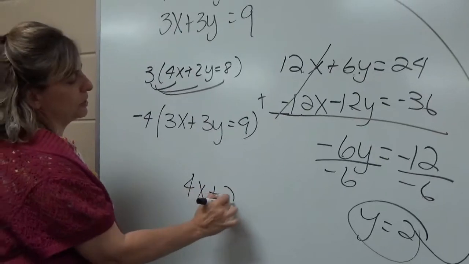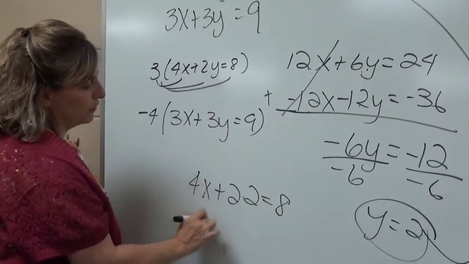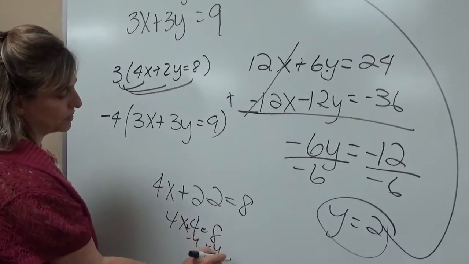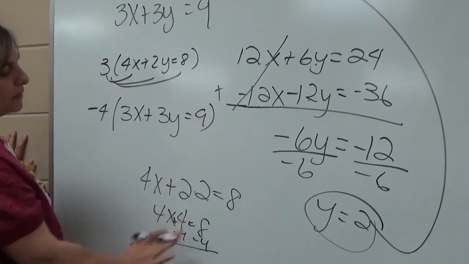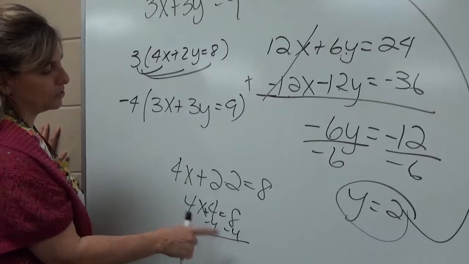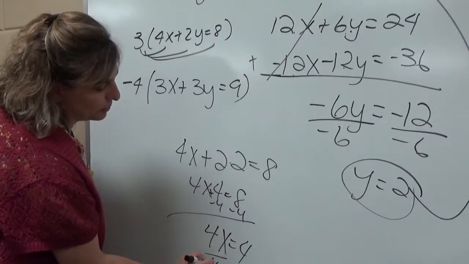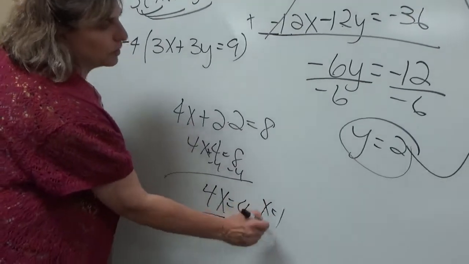4x plus 2 times 2 equals 8. 4x plus 4 equals 8. Subtract 4 on both sides, because I look around my x and I see addition and subtraction needs to go first. 4x equals 4, divide by 4, divide by 4, x equals 1. We have one more problem, similar to the last one. Okay?